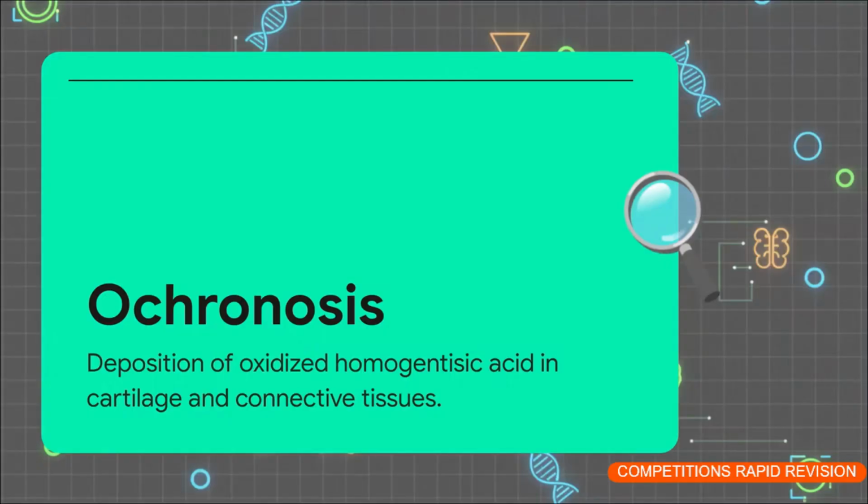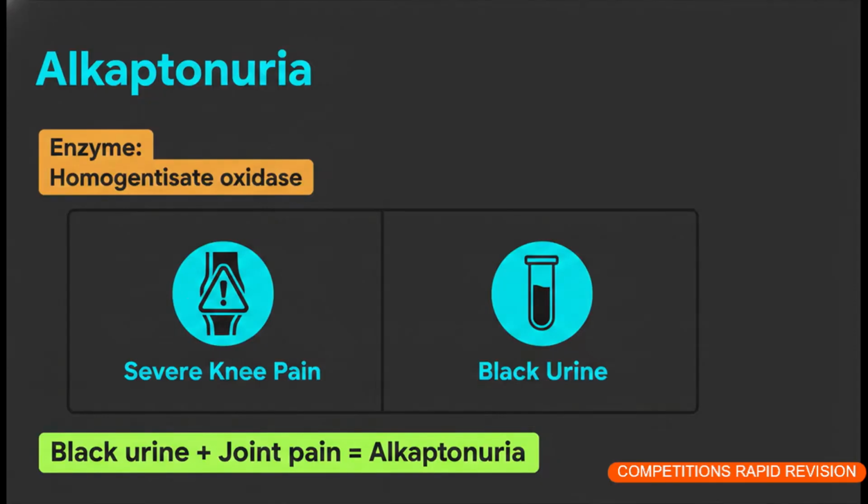Before we hit the next disease, I want you to lock this clinical buzzword flashcard into your brain, ochronosis. This is the deposition of oxidized homogentisic acid in cartilage and connective tissues. If you're reading a question and you see ochronosis or dark pigmentation in the cartilage of the ear or the eye, you are absolutely dealing with our next highly tested disease. And that disease is alkaptonuria. The defective enzyme here is homogentisate oxidase.